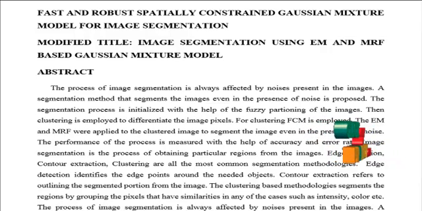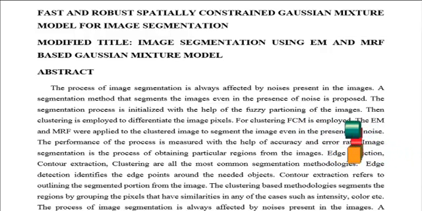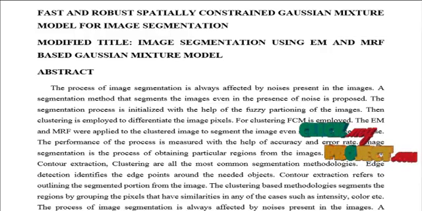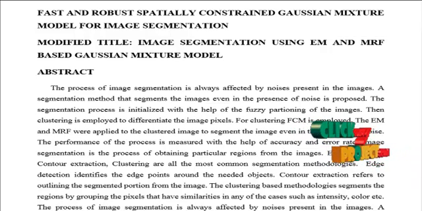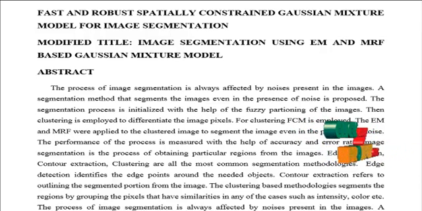Image segmentation is the process of obtaining the particular regions from the images. Edge detection, contour extraction, and clustering are the most common segmentation methodologies employed. Edge detection identifies the edge points around the needed objects. Contour extraction refers to the outlining of the segmented portions from the images. Clustering-based methodologies segment the regions by grouping the pixels that have similarities in intensities or color, etc. The process of image segmentation is always affected by the presence of noises in the images.